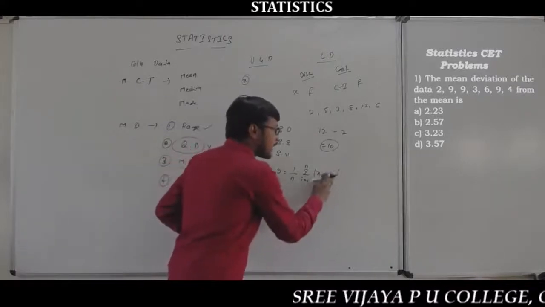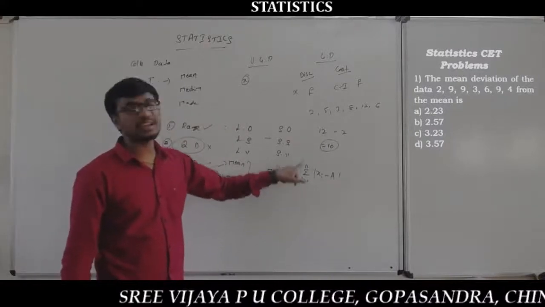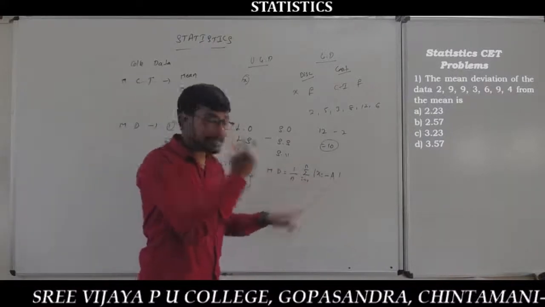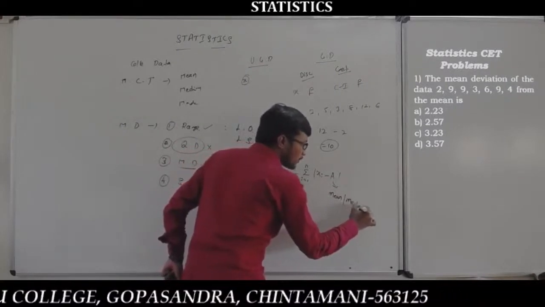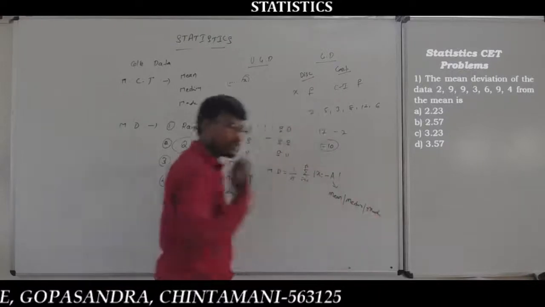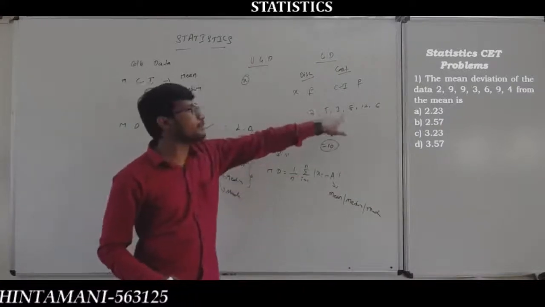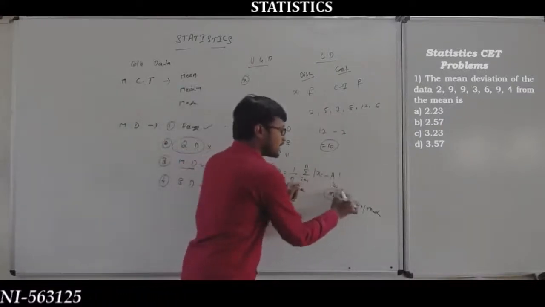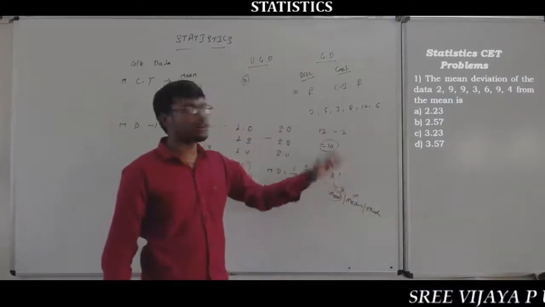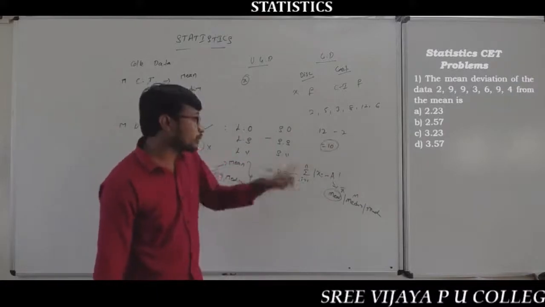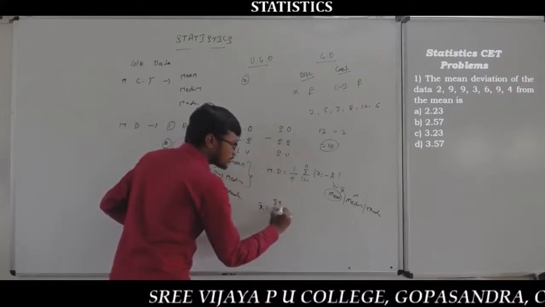Instead of that, I take this as a. To find the mean deviation, the formula is 1 by n, summation of i equals 1 to n, modulus of xi minus a. This a may be mean, median or mode, whatever the question asks. If you find the mean deviation by using mean, in place of a you take x bar. By using median, in place of a you take M. By using mode, you take the mode. How do we find the mean? Mean x bar equals summation of x by n.